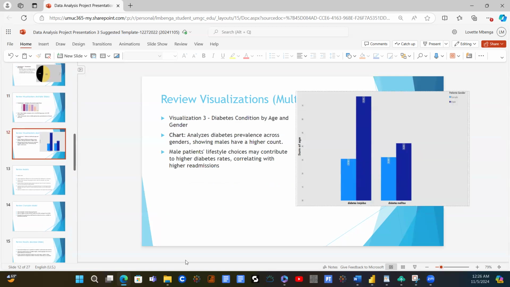In this slide, we talk about diabetes condition by age and gender. Looking at this diagram, you can see that the number of males affected by diabetes is really high, and this could be due to lifestyle. This analysis figures out ways in which we can reduce readmission and mortality in this group.